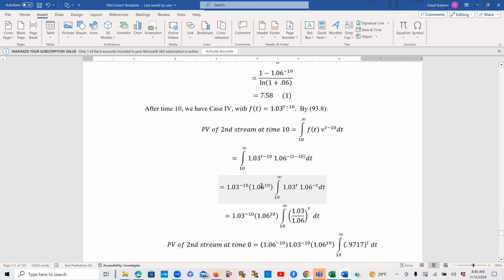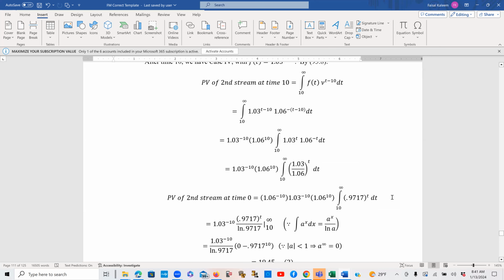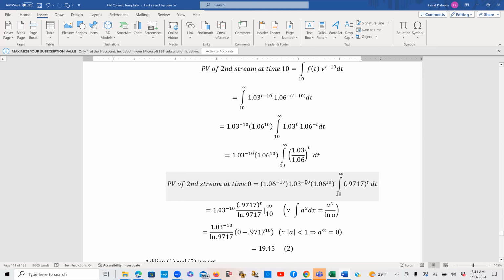So we have 1.06 to the 10 and a 1.06 to the negative t. So again, the 1.06 to the 10 can be pulled out, being a constant, and the 1.06 to the negative t stays inside. And now these two can be combined, because the 1.06 to the negative t can go down as a 1.06 to the positive t. And since 1.03 also has a positive t on it, this can be converted into 1.03 divided by 1.06, whole power t. And this is the present value of the second stream at time 10.